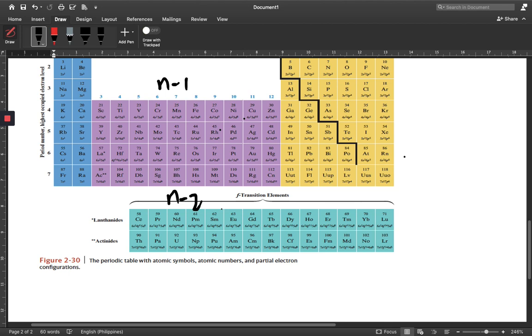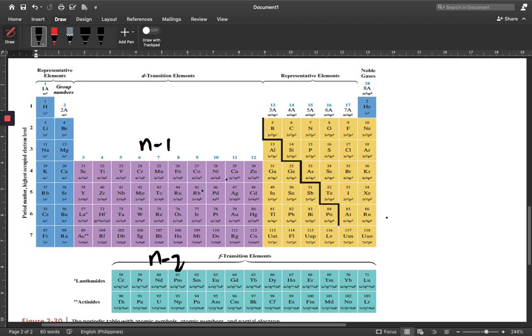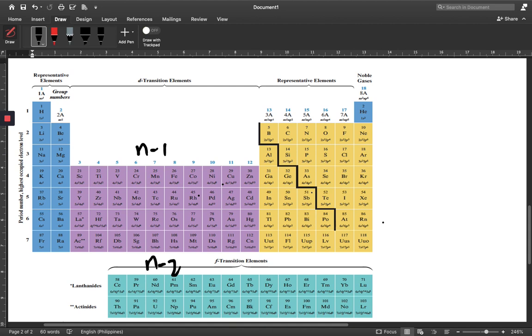But we will concern ourselves mostly with the representative elements, and not so much with the transition elements just for now, because there are a lot of things going on with the transition metals in terms of their electron configuration. So let's start with a few examples first.